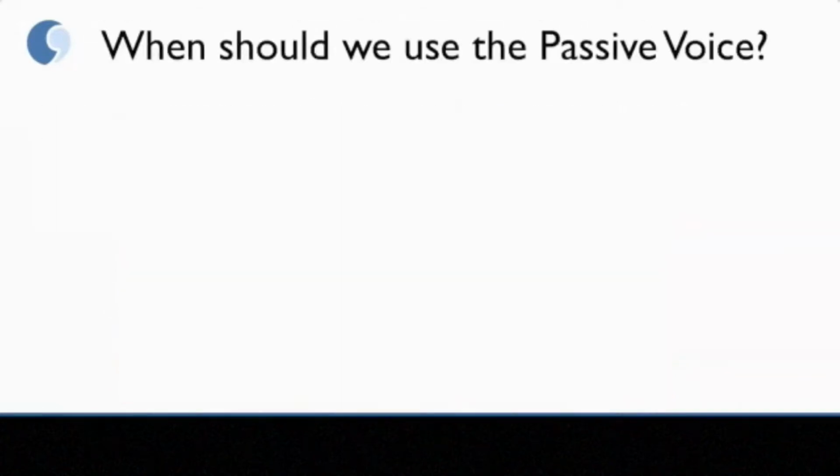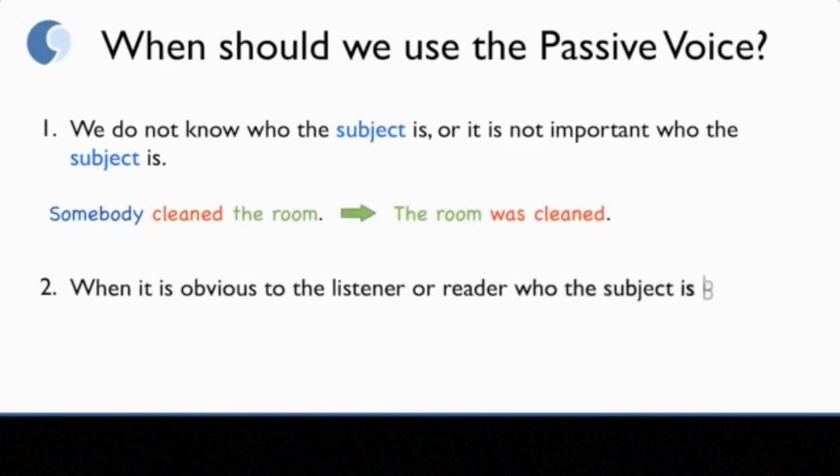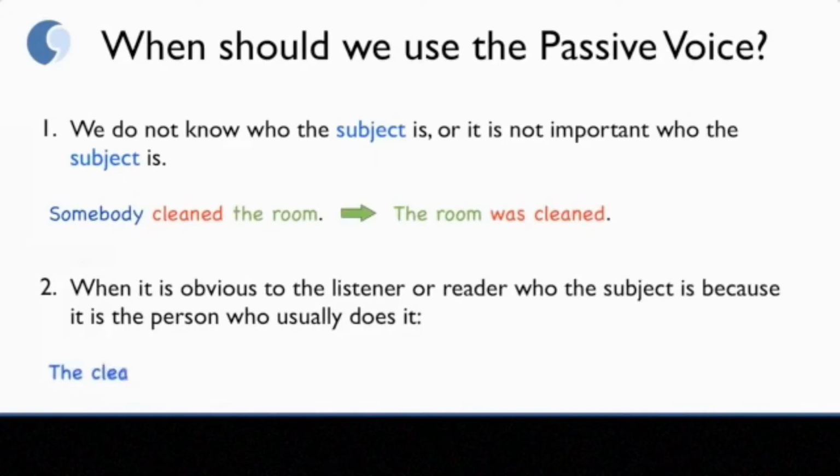Let's have a look at when we should use the passive voice. There are two main cases. The first is when we do not know who the subject is, or it is not important who the subject is. For example, somebody cleans the room. The room was cleaned. Or when it is obvious to the listener or reader who the subject is, because it's the person who usually does it. The cleaner cleaned the room. The room was cleaned.